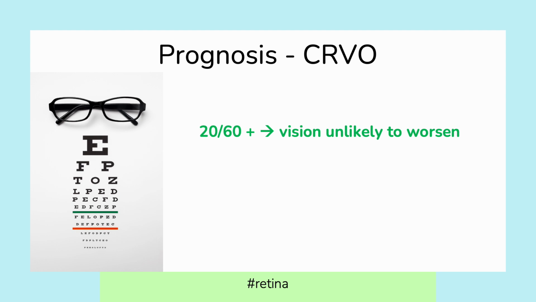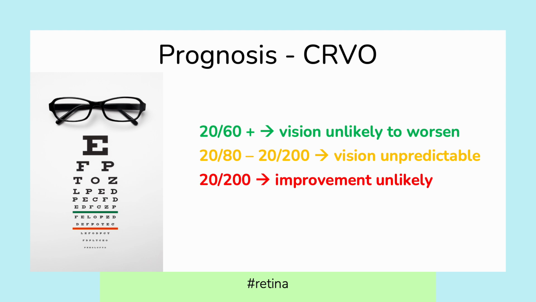Prognosis can be estimated based on the initial visual acuity. If the patient presented with 20/60 vision or better, the visual acuity is unlikely to worsen. If it was 20/80 to 20/200, the visual acuity could improve, stay the same, or worsen. If the vision was worse than 20/200, improvement is unlikely.